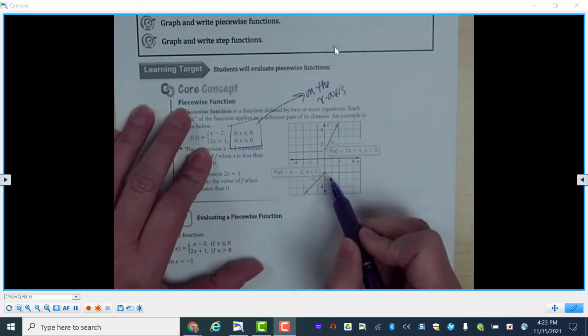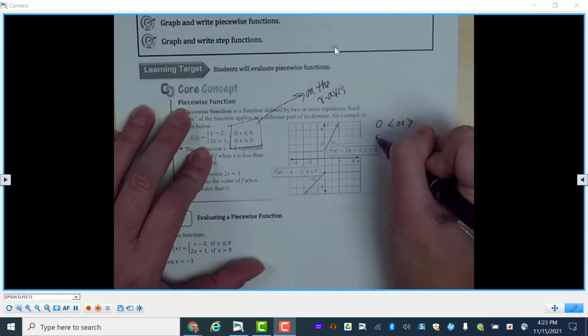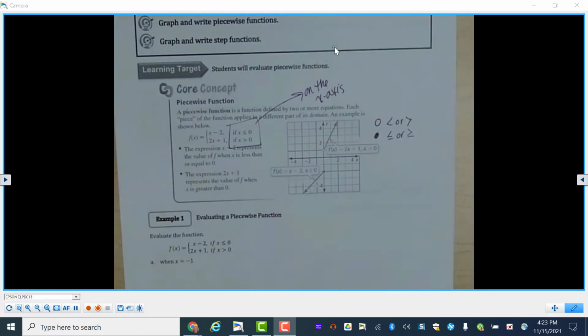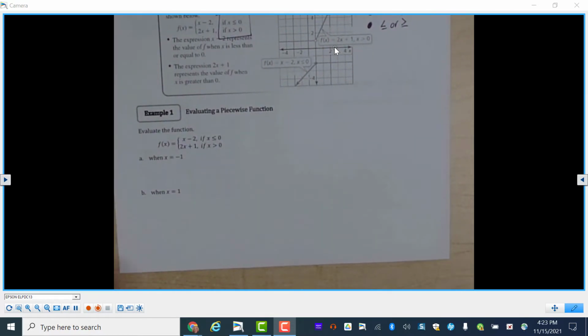Now, if you recall, when we were doing inequalities before, we have an open circle if it's less than or greater than, and a closed circle if it's less than or equal to or greater than or equal to. So let's take a look at how to evaluate some of these functions.